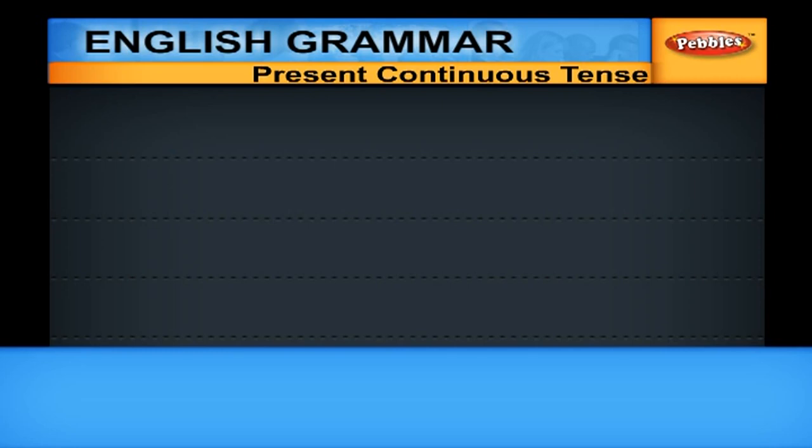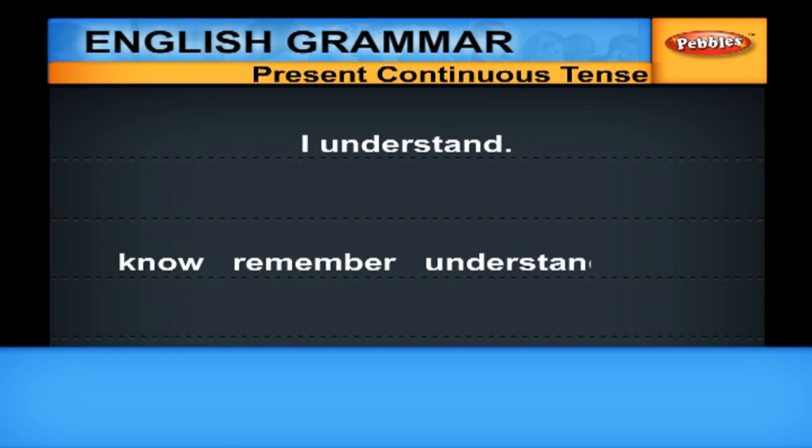It is incorrect to say, I am understanding. It must be, I understand. Some of the verbs like know, remember, understand, etc. will not take ing form. Probably, you may be referring to a continuous action, but still these verbs don't have ing form.